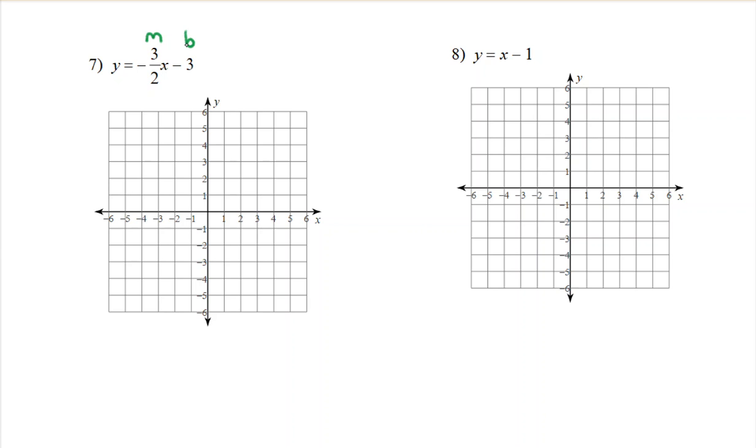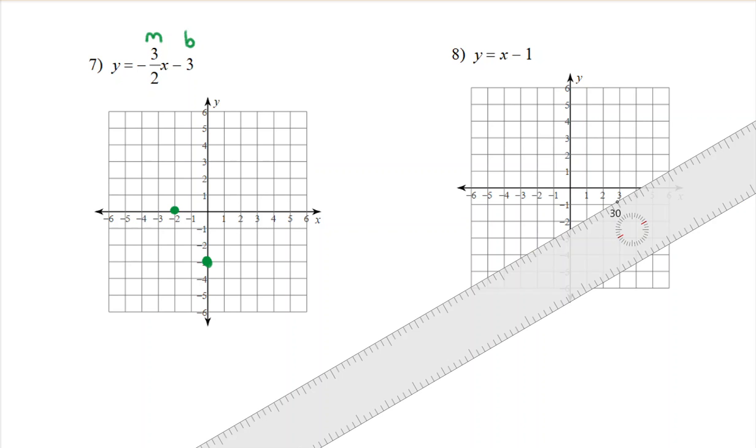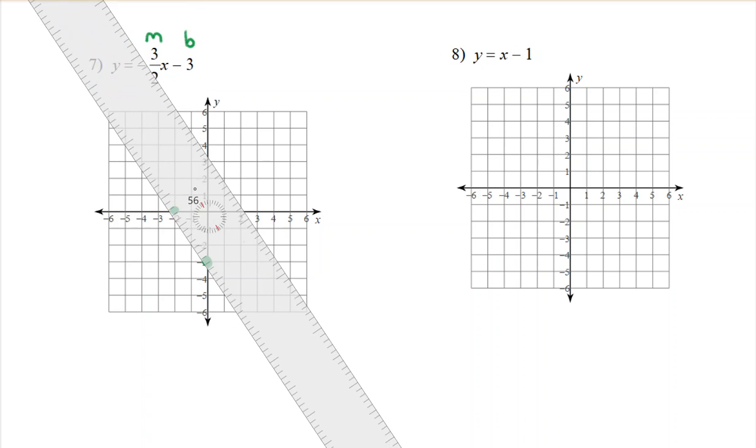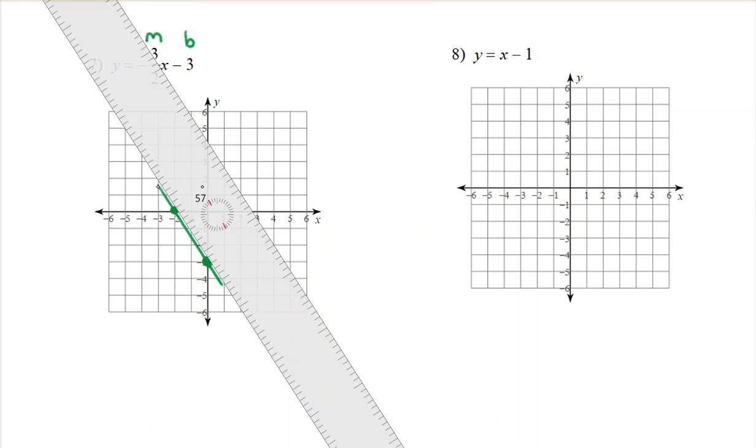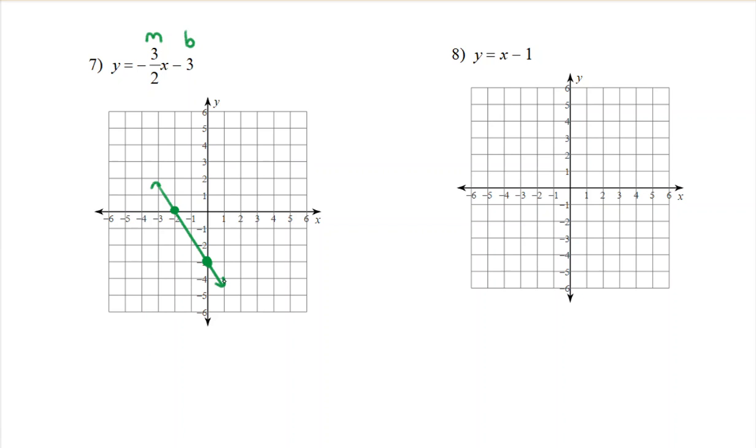Starting with the -3 on the y-axis, all the way down to -3, put a dot. The rise is 3 and the run is 2, but to the negative side. Means 1, 2, 3 up and 2 to the left. Draw a second dot and rule it up. Was that too fast? Or did you get that one? You got it. You know it, Cash.